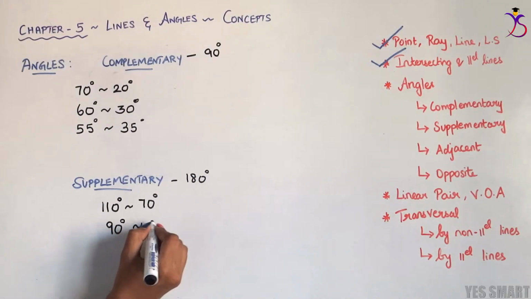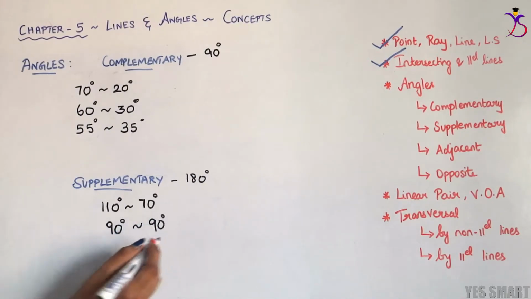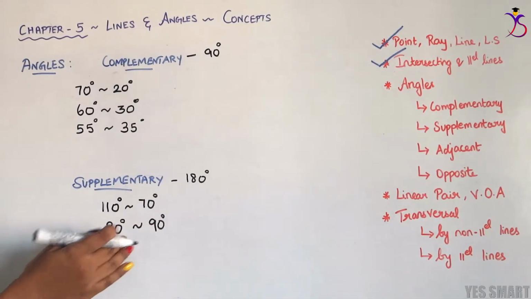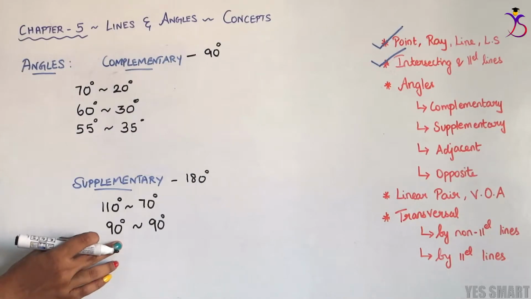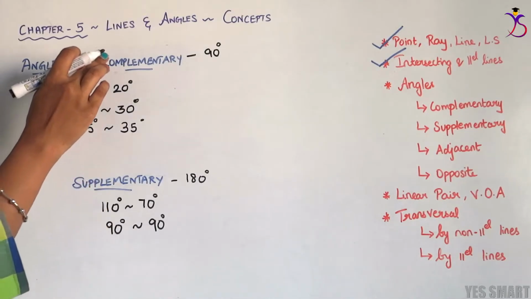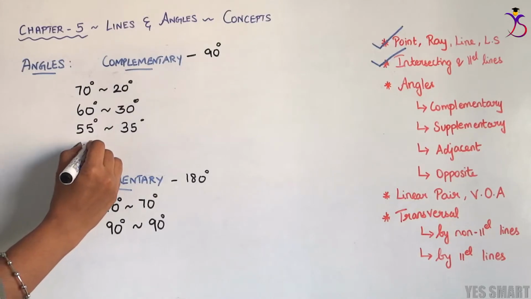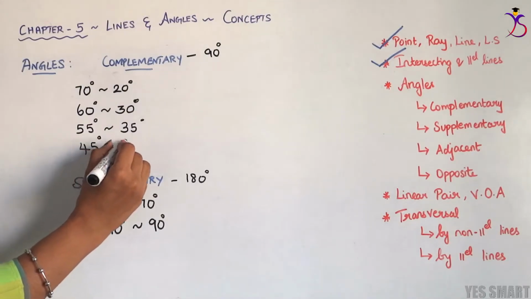One more example, 90 degrees. The supplementary angle of 90 degrees is 90 degrees, because 90 plus 90 gives us 180. The supplementary angle of this angle is the same as the angle. This concept is also there in the complementary angle, that is 45 degrees. The complementary angle of 45 degrees is 45 degrees.